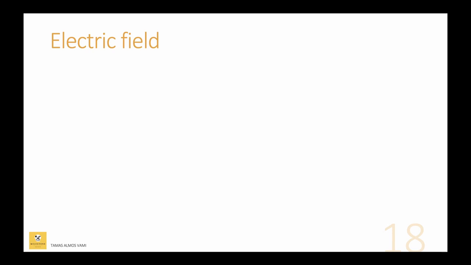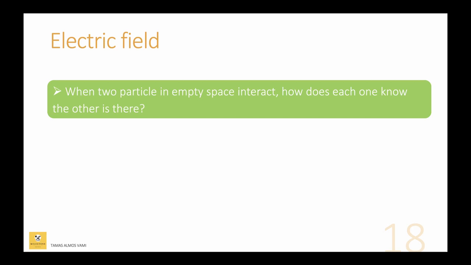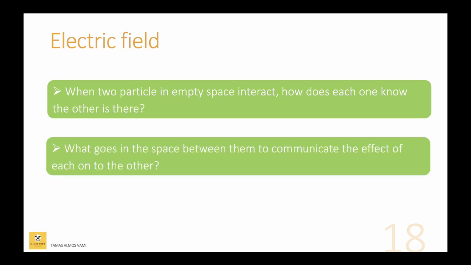So the next thing to discuss is the electric field, and this comes into the picture when you are asking this question. When you have two particles in empty space and they interact with each other, how do they know that the other one is there? I don't mean it consciously, but how is there some information that the other electron or charge is there? What goes on in space between the two of them to communicate this effect on each other?